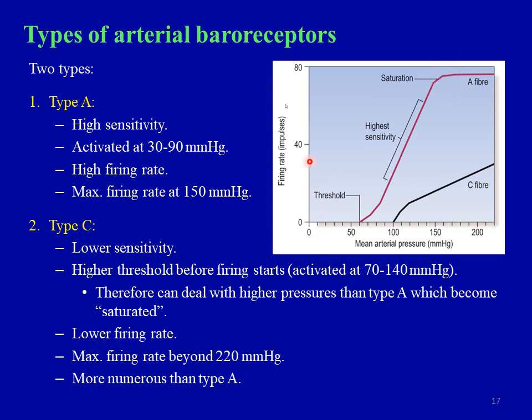So as you can see here, they reach a level of about 35 action potentials per minute. And the maximum firing or the saturation for type C fibers is beyond 220, so beyond this figure here. And another thing, type C fibers are more abundant or more numerous compared to type A. So we have in our body more baroreceptors of type C compared to baroreceptors of type A.